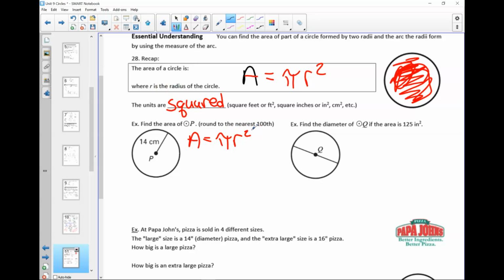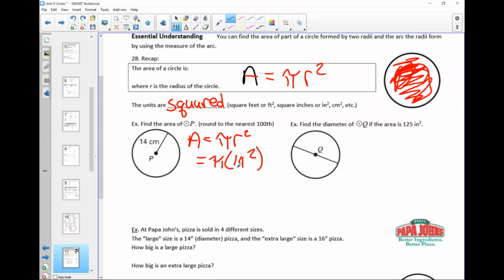Now it's important that you read the directions for these problems. Primarily we do not do rounding. We leave the answer in terms of pi because that gives you the exact answer. But in this case it says round to the nearest hundredth. So A equals pi r squared. R is 14 in this case. So we have pi times 14 squared.